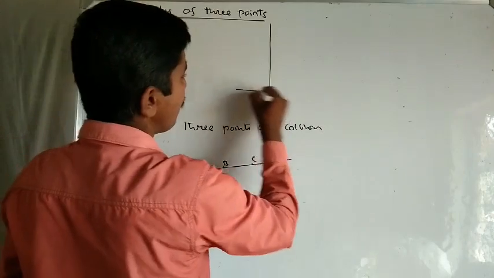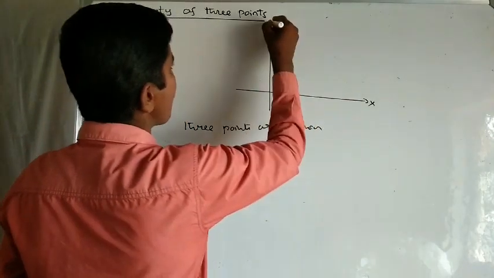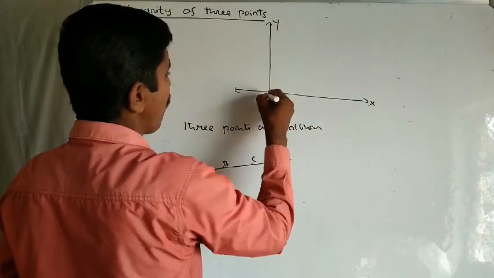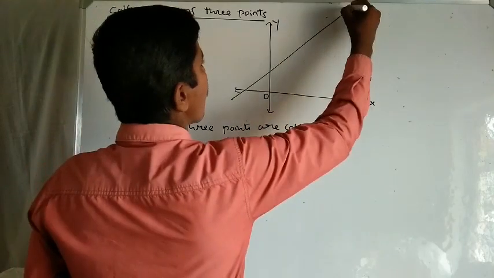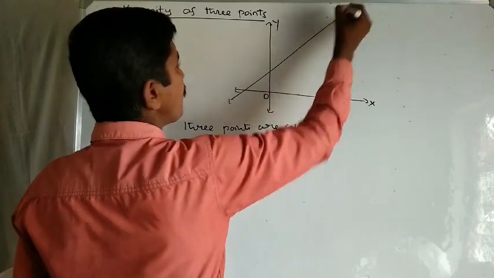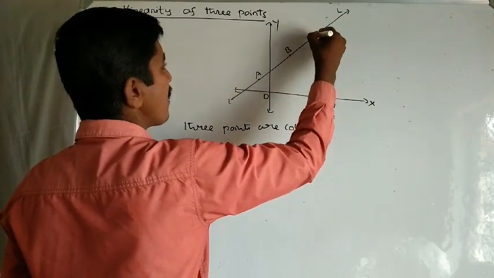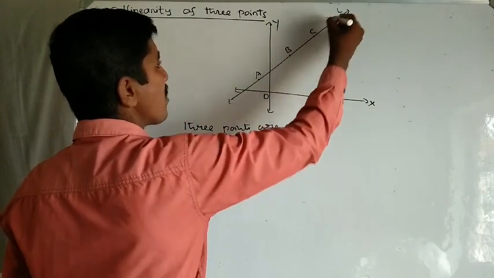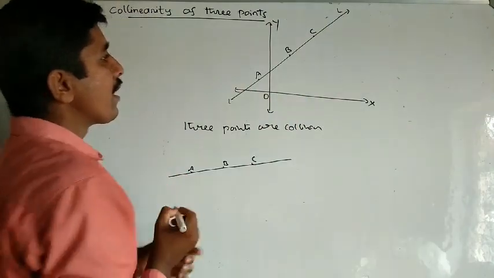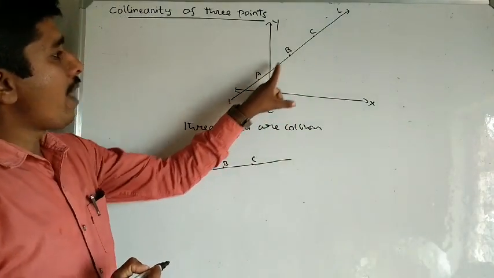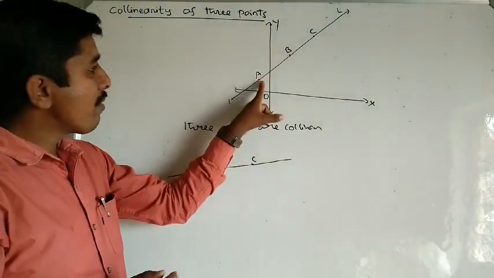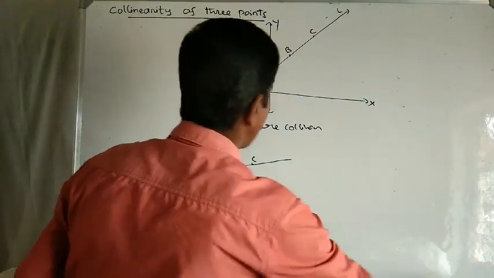Consider the xy plane, x-axis, y-axis, O is the origin. On a non-vertical line, here I take 3 points, point A, point B, point C. Clearly, here we say that the 3 points are collinear because they lie on the same line.